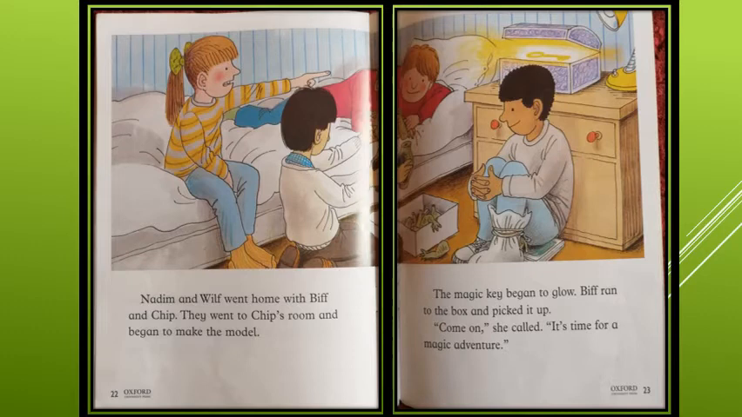Okay. You can also see that the magic key is glowing. Yes, and Biff is pointing towards the magic key, and she was worried that it started glowing. So Biff ran to the box and picked it up. Now you know what will happen next? Yes, all of them will go for a magic adventure.